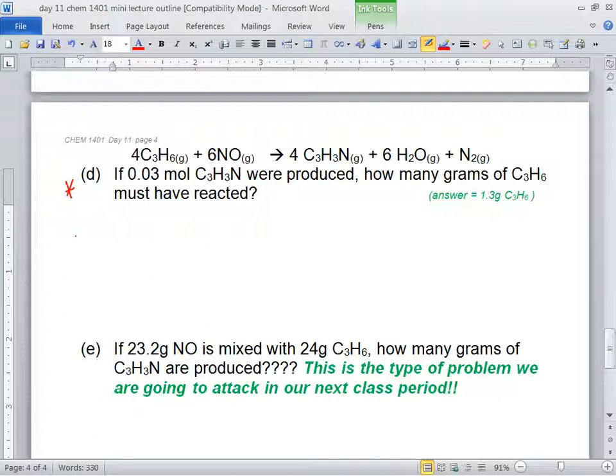I keep getting like... Let's see. Well, you're supposed to get what? 13. Okay. Moles. The ratio is 6 to 4. NO is 6 to 4. Oh, here it is. 16 plus 14 is 30. That's why. There goes the difference. Yeah, there it is.